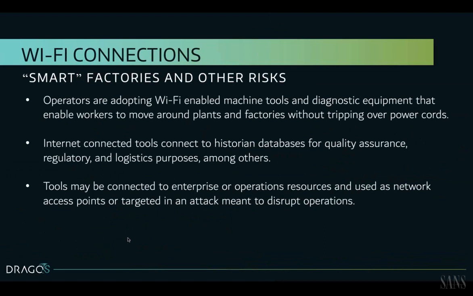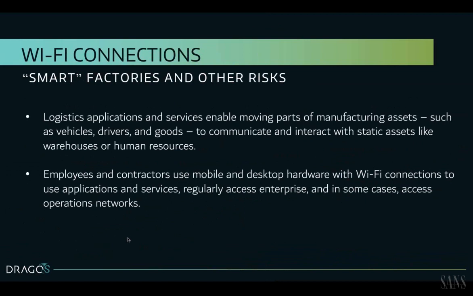So just-in-time manufacturing applications and services are very crucial. These types of logistics enable moving parts of manufacturing assets, whether that's vehicles, drivers, goods, to communicate and interact with your more static assets, like the warehouses or human resources. So there are definitely a lot of moving parts that are very reliant on being on time, being very precise, and these all rely on these Wi-Fi internet connections.